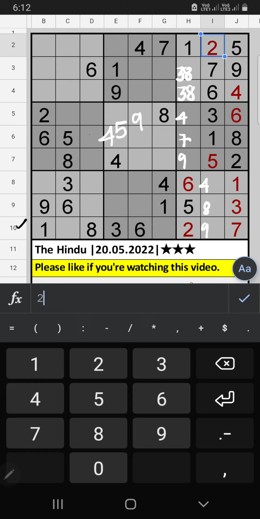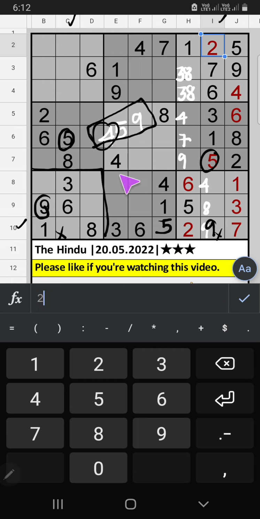Tenth row, 3 numbers are remaining: 4, 5, 9. Column C, we have 5, and 7th grade we have 9. So 5 and 9 can't come in this cell. It will come in one of the 2 cells. Column I, we already have 5. So 5 can't come in this cell. 5 is confirmed here. The 9 is here. Then only one number is remaining, 4. 4 is confirmed here.